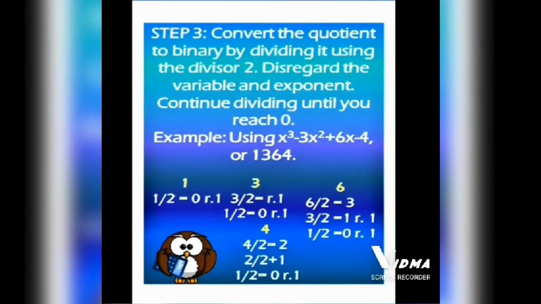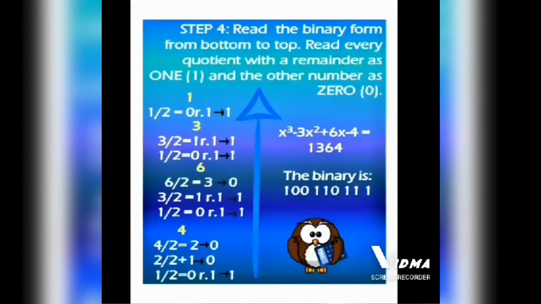Step 3. Convert the quotient to binary by dividing it using the divisor 2. Disregard the variable and exponent. Continue dividing until you reach 0. Using x cubed minus 3x squared plus 6x minus 4, the answer is 1364. Step 4. Read the binary form from bottom to top. Read every quotient with a remainder as 1 and the other number as 0. Solving the problem, the binary is 100110111.